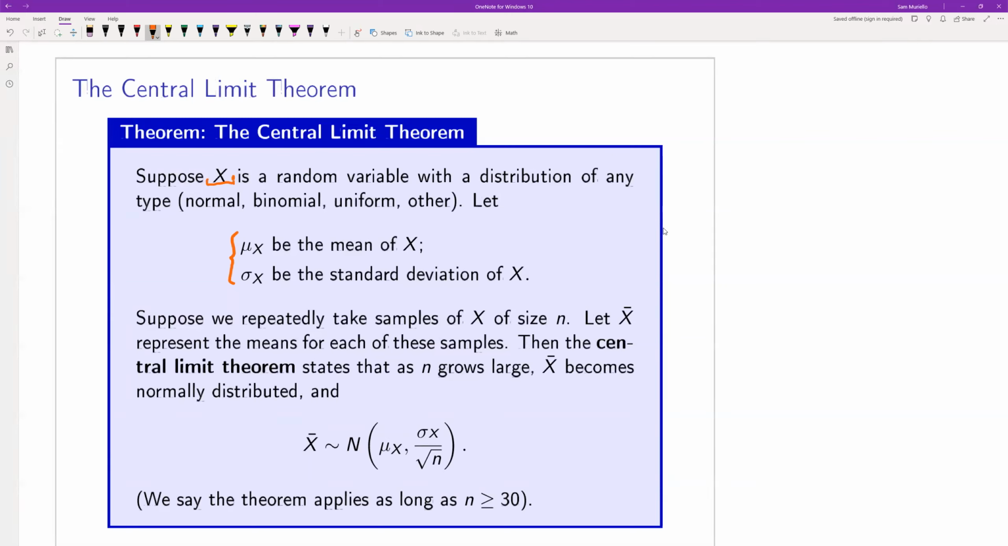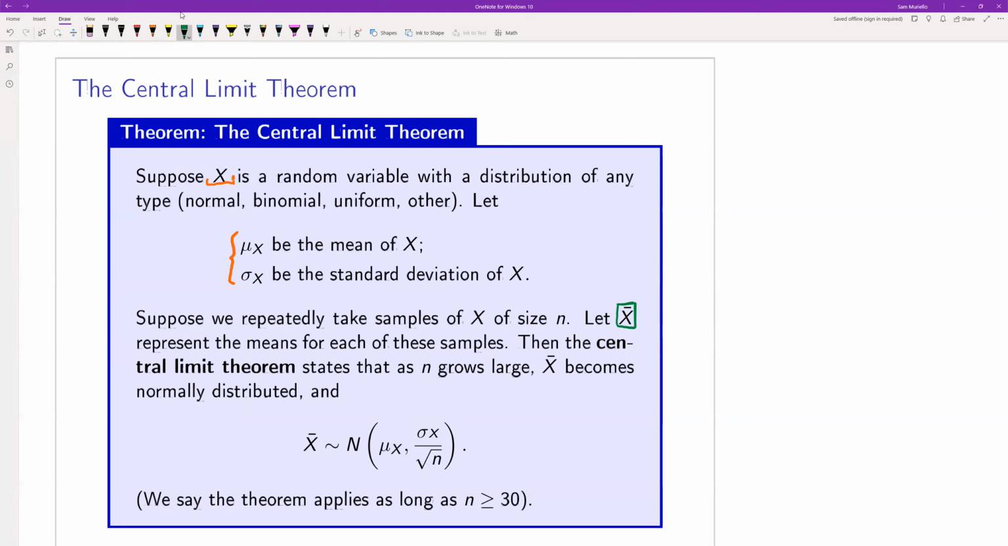And then what we're going to do is repeatedly take samples of x of size n. So x represents the idea of I've got my population. I'm going to take one member of the population and see what I get. That's x. With the central limit theorem, we're looking at x with a little bar over it, which says instead of just looking at one member of the population at once, let's look at n of them all at once.